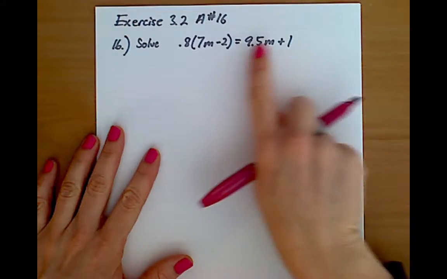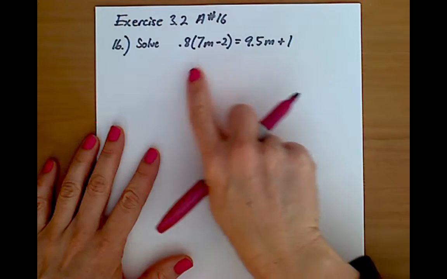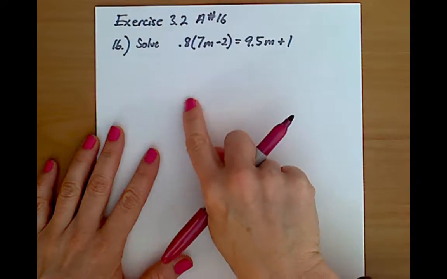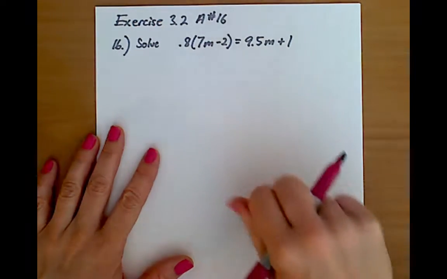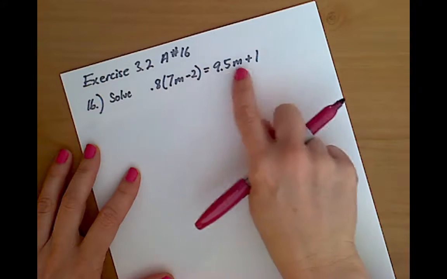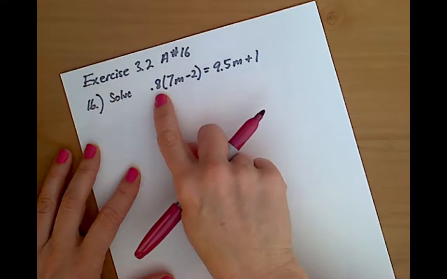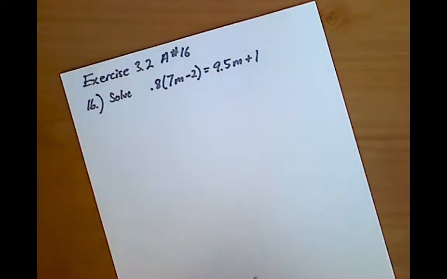So what we need to do is get the variable to be on one side of the equation, combine like terms, and then get the variable all by itself equal to a number. And that's how we're going to solve it. We're going to find out what m is equal to. So we're going to start out, we have an m over here plus 1, and then we have an m over here. First thing we need to do is distribute this 0.8.